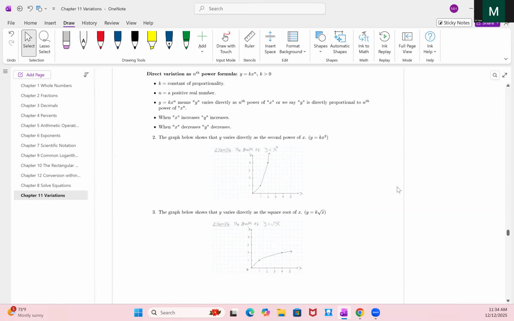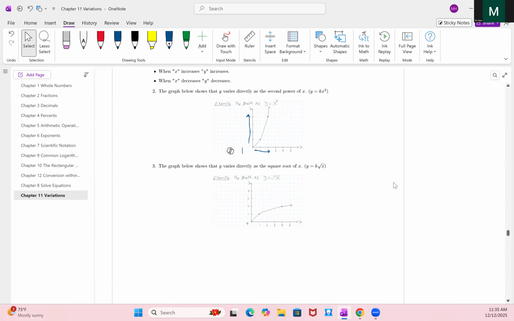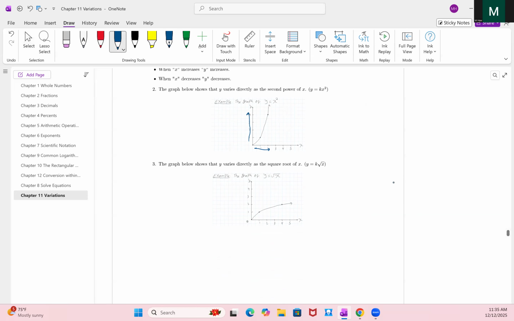The graph below shows that y varies directly as the second power of x. So here we have the graph of y is equal to x squared. As the values of x increase, y is also increasing. The graph below shows that y varies directly as the square root of x, so y is equal to k times the square root of x. This is the graph of y is equal to the square root of x. As x increases, we see that y is also increasing in this graph.